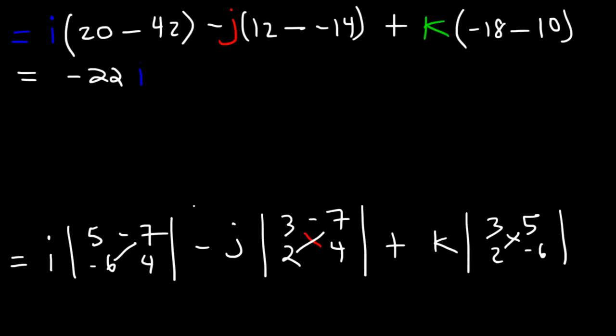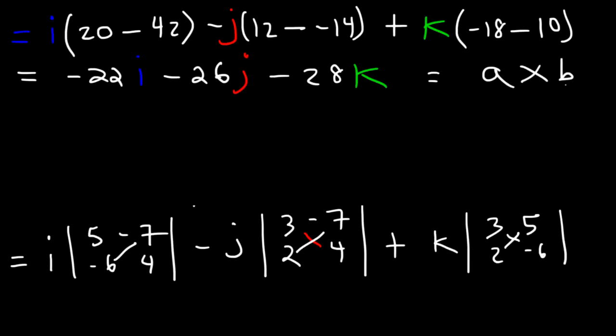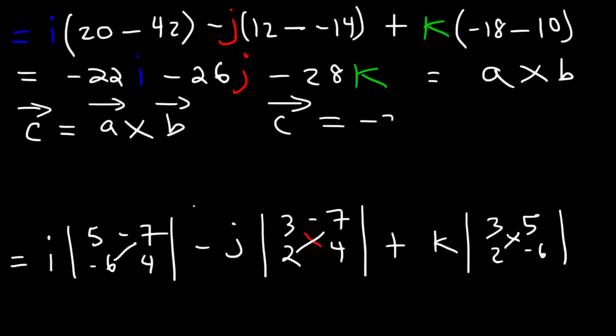Now 20 minus 42, that's negative 22. So it's negative 22i. And 12 minus negative 14 is like 12 plus 14. That's 26. And we have a minus in front. So it's going to be negative 26j. And negative 18 minus 10 is negative 28. So it's negative 28k. So this is the value of the cross product of A and B. So let's say that C is the cross product of A and B. That means vector C, we can use a little arrow if we want to, is negative 22i minus 26j minus 28k.